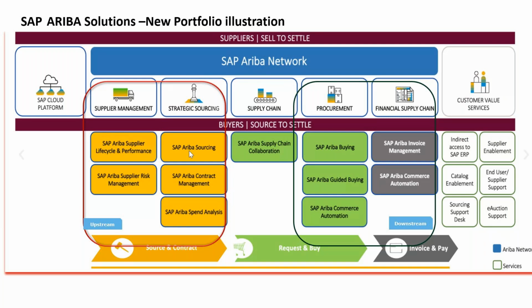And then in the downstream, we have Ariba buying. This we are calling again operational procurement. Now this is being called B&I also, SAP Buying and Invoice. This is a strategic thing. This is an operational thing. Upstream is a strategic thing, and your downstream is an operational thing. To make you understand, it's very simple.